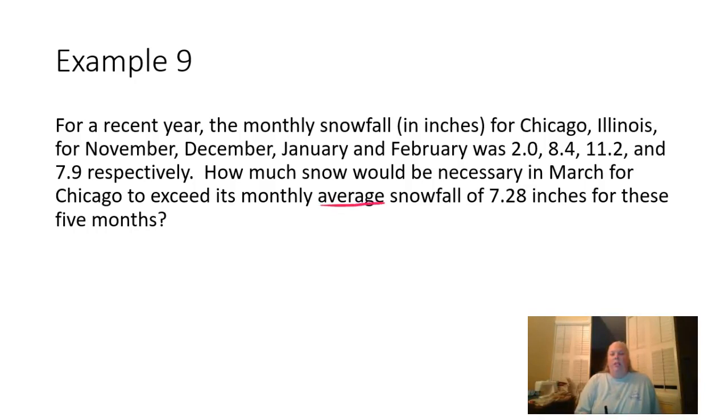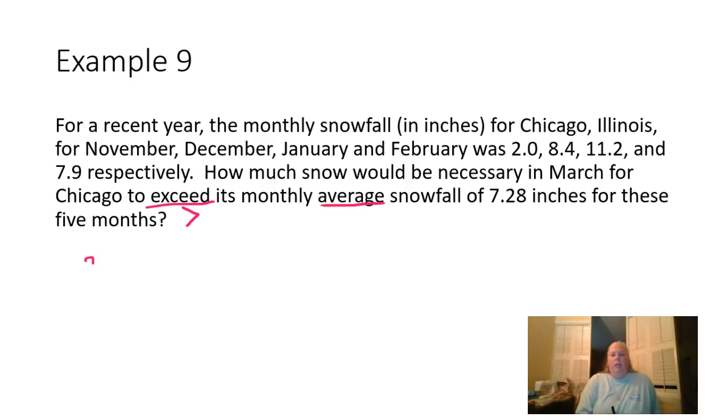First of all, we're going to be taking an average. An average just means that we add up all of our data and we divide by however many of them there are, and that tells us what the average is. The other thing is we've got the word exceed here, and exceed means this is going to be a greater than problem. So I want the snowfall average to exceed or be greater than the normal snowfall average of 7.28. All right, so let's set this up.